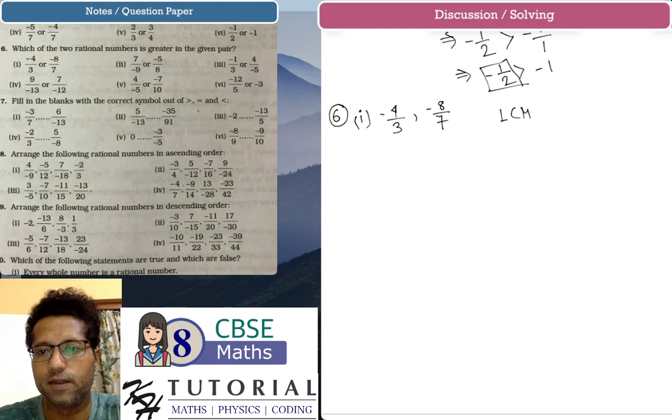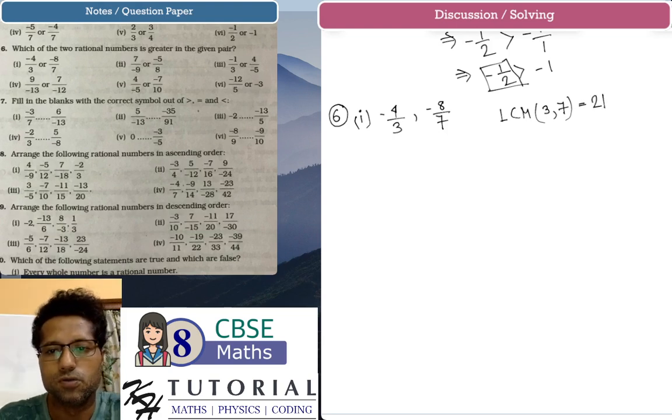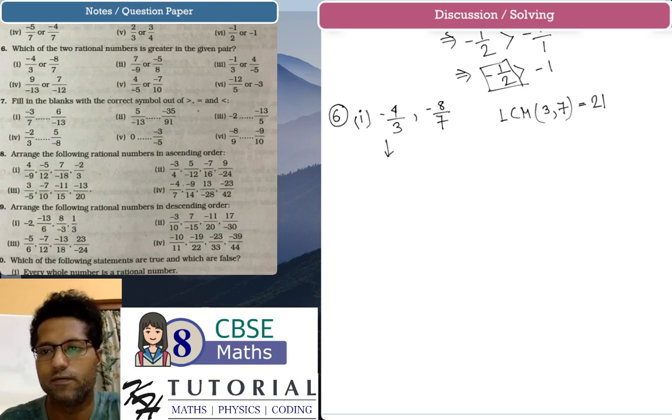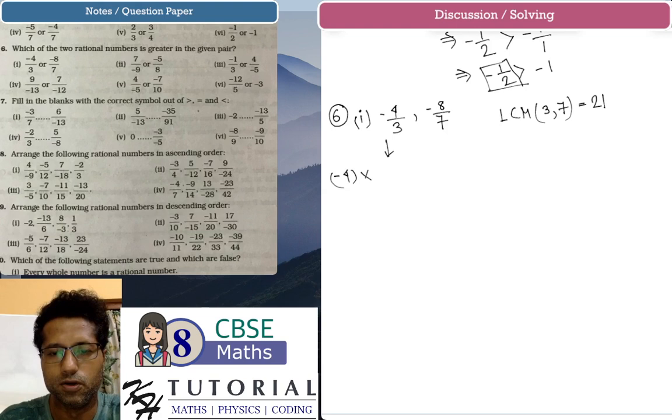That is, we have to find the LCM of 3 and 7, which is 21. So we have to convert these two rational numbers to their equivalent form so that they both have a denominator of 21. So minus 4 by 3 will become minus 4. Both the numerator and the denominator have to be multiplied with 7.